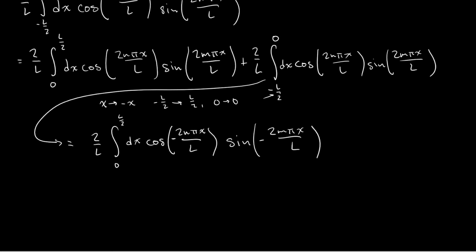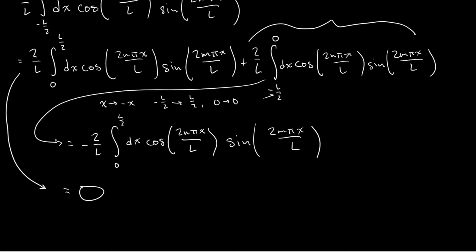Cosine of a negative is equal to cosine of the positive, so that negative sign is completely irrelevant. And the negative sign in the argument of the sine flips the sign of everything, so this gives me a negative. So you'll notice that this second piece of the integral is exactly negative this first piece of the integral. So this sum here is always going to give me 0.